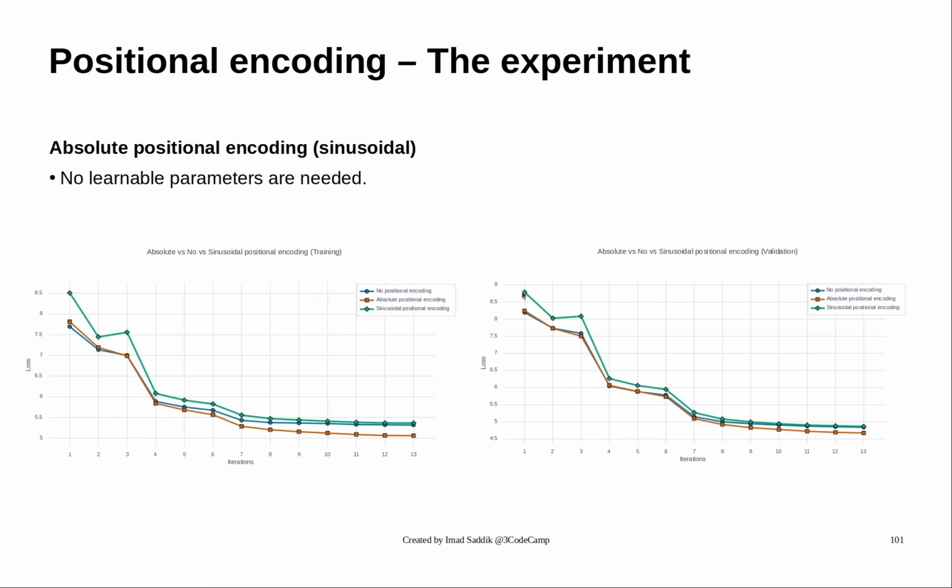Here are the graphs, and again we are comparing the sinusoidal positional encoding to the other ones in both training and validation.